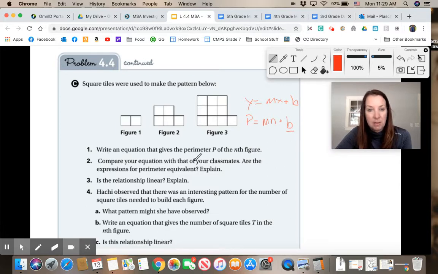Okay, here it says compare the equation with that of your classmates. We will not be able to do this one unless you have a friend you can call that's in your group. You're welcome to do that. Is the relationship linear? Explain.